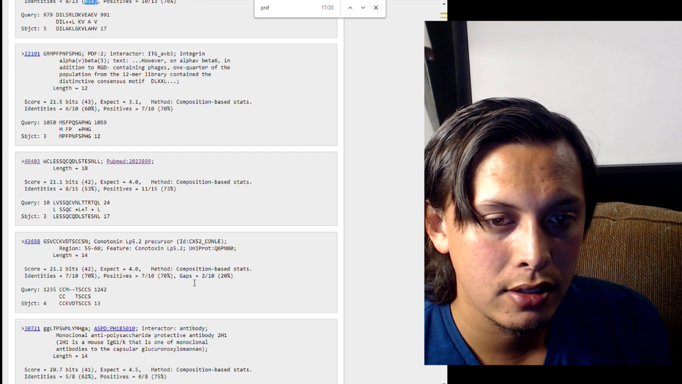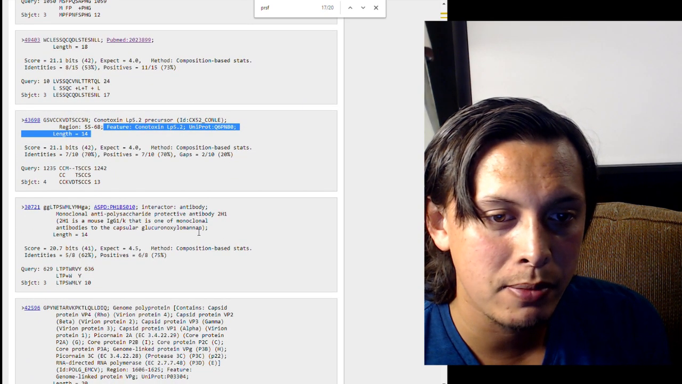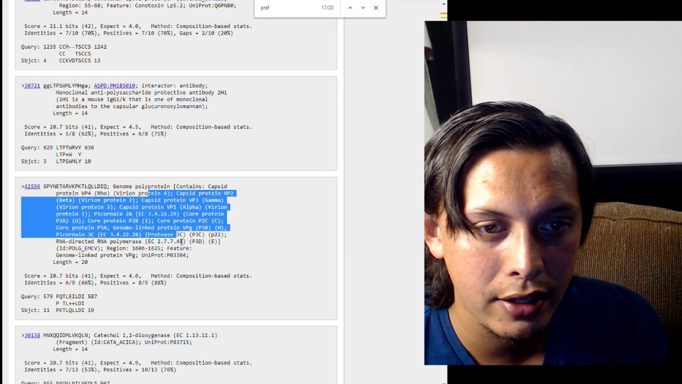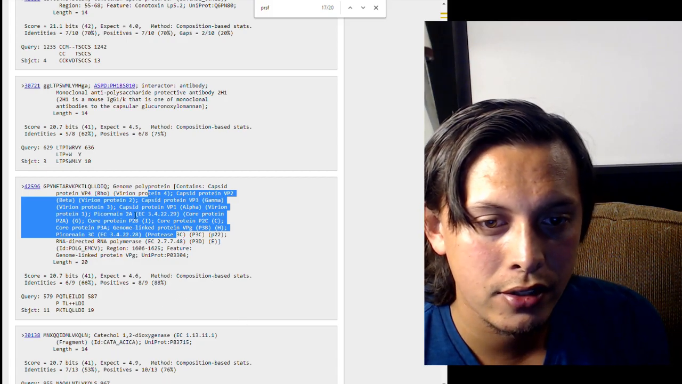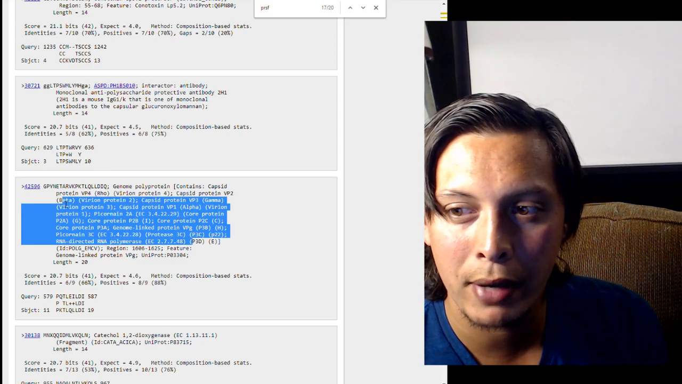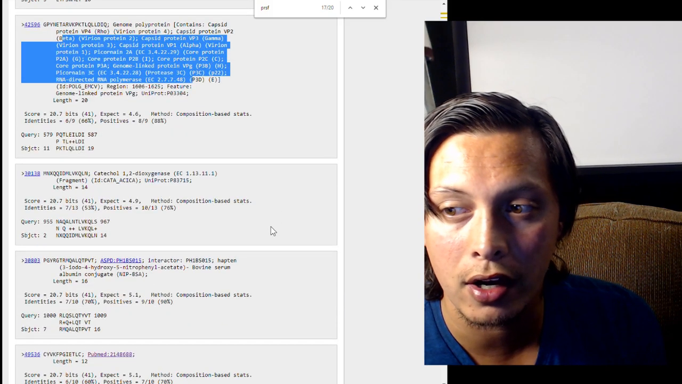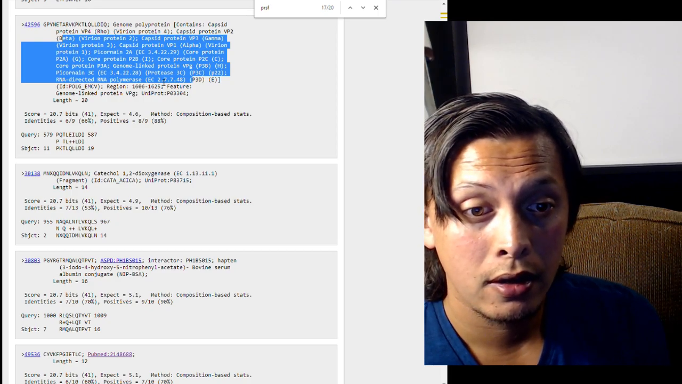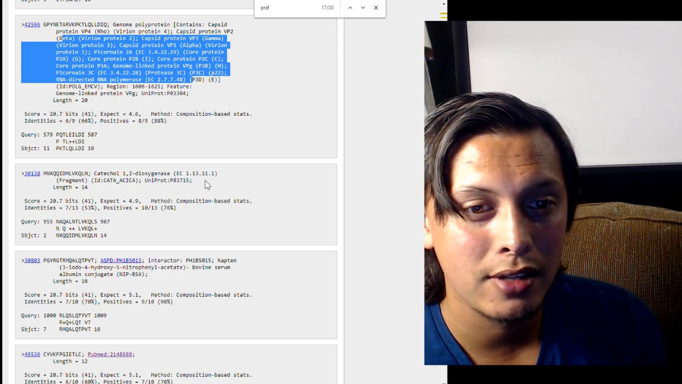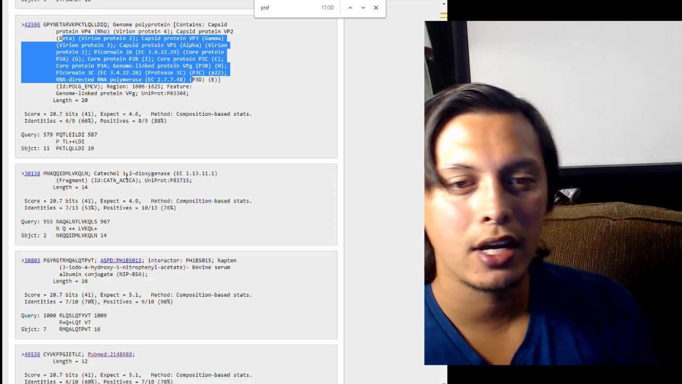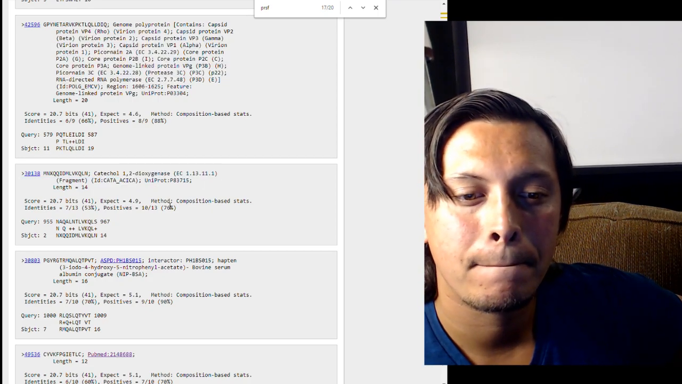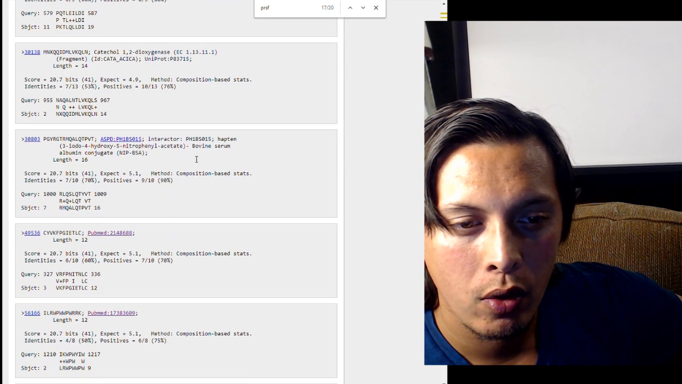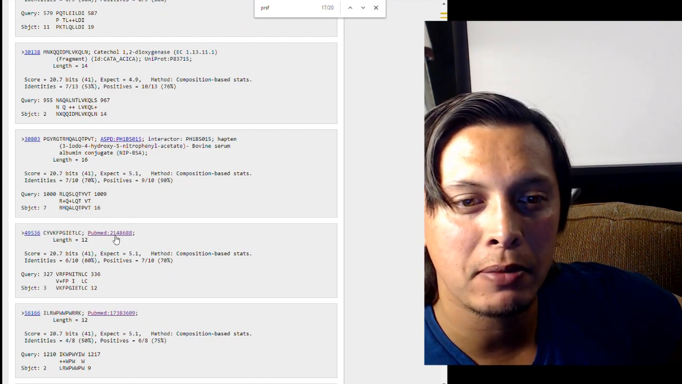And conotoxin interacts with these monoclonal antibodies, which you probably would buy. So it looks like we have gotten to the part of the search engine where we're basically looking at more things that are completely unrelated. But I guess not completely. Catechol 1,2-dioxygenase. Maybe that would be something to consider. What about this? This might be.